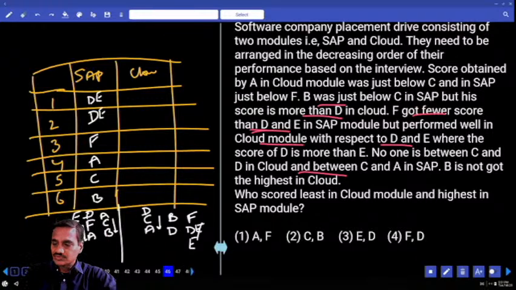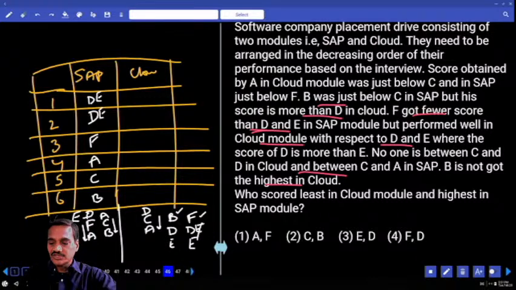Then coming back to this one, B did not get the highest score in cloud. As B is not the highest score in cloud, then who must be there? D, C, A must be in this order. Who must be before D? B must be. After D, E must be. Isn't it? Hence F must be at the first.